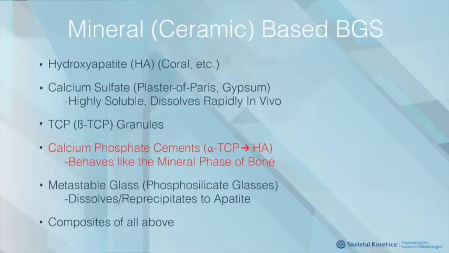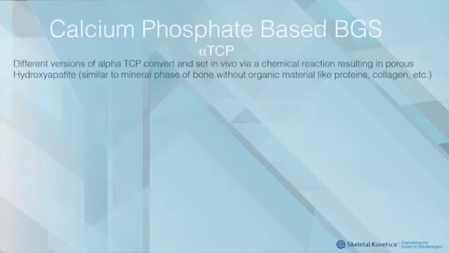In this slide, we see several types of mineral or ceramic-based bone graft substitutes. SKaffold is a calcium phosphate cement, otherwise known as an alpha TCP that converts to hydroxyapatite. These types of materials behave like the mineral phase of bone. One of the calcium phosphate bone graft substitutes is alpha TCP.